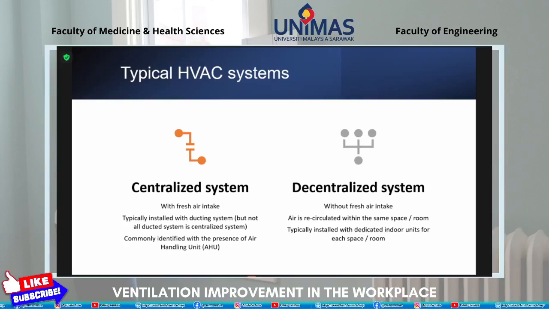For a decentralized system, of course, the air is being recirculated within the same space or room, and hence it is without any fresh air intake on its own. So the system does not provide any fresh air intake. Typically, we can see this decentralized system installed with dedicated indoor units for different rooms. Each room will have its own dedicated indoor unit. This is what we call a decentralized system, or most commonly known among us as a split unit.